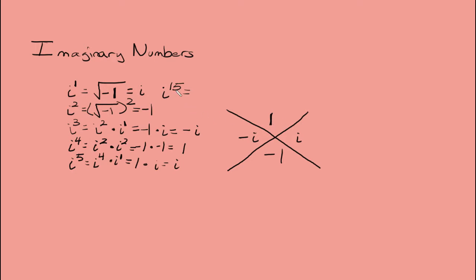Now, a general rule that I tell my students is to start here at 1, then look at your power, in this case 15, then go clockwise that many times. So we're going to do 1, 2, 3, 4, 5, 6, 7, 8, 9, 10, 11, 12, 13, 14, 15. And we land on -i, and that is our answer, -i.